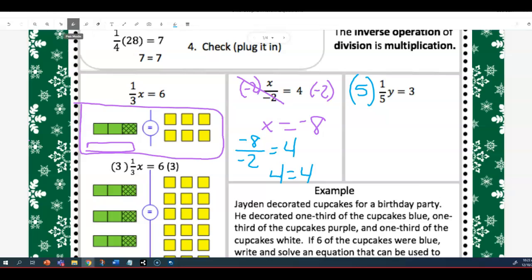All right, so back over here. To get rid of this 5 on the bottom of the 1/5, we're multiplying by 5, otherwise known as 5 over 1, its reciprocal. My 5's cancel on the left, leaving y by itself. And 3 times 5 is 15.